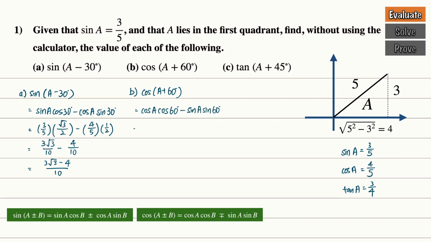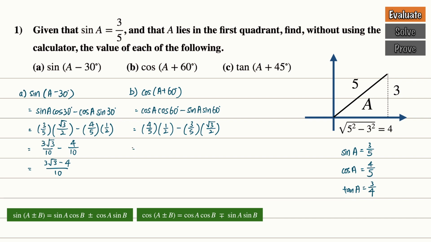Now, substituting the values that we have found earlier, cosine A is 4 over 5, and cosine 60 is a special angle as well, so it gives us a value of half, minus 3 over 5, and sine 60 is also a special angle, so it gives us square root 3 over 2. Always memorize the special angle.